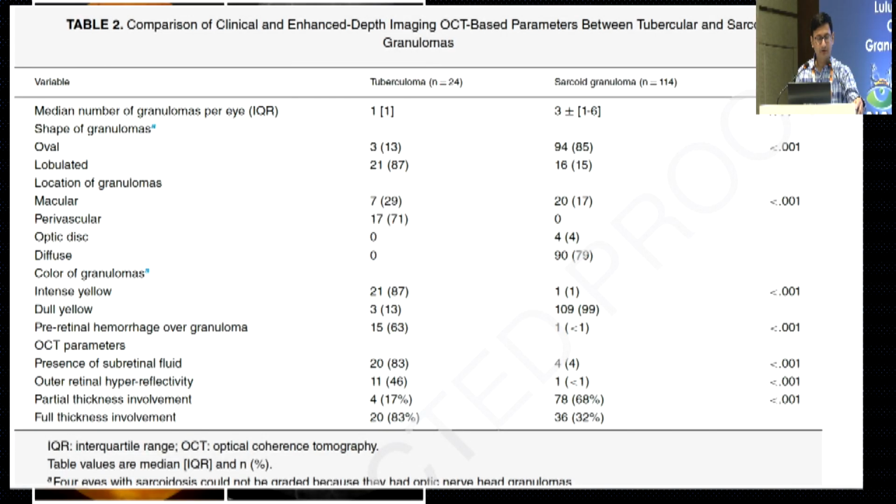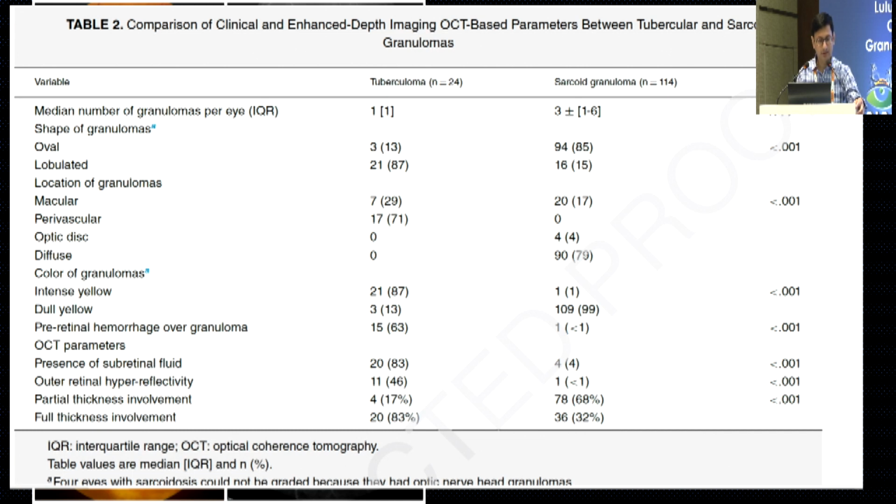Now, depending on the OCT appearance and fundus appearance, you can categorize and differentiate TB versus sarcoid granulomas. For example, on this slide, you can see that the sarcoid granulomas are much more in the macular area, whereas TB granulomas could be perivascular or even extramacular. They could be in the mid periphery. Sarcoid granulomas will definitely involve the macula, and they could have a widespread distribution.